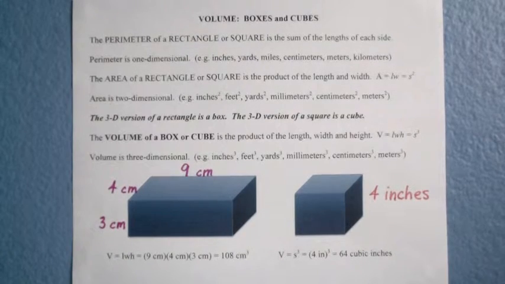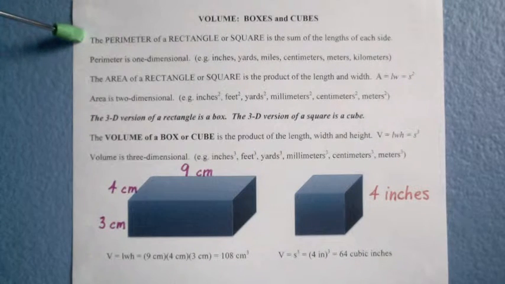This lesson is on the volume of boxes and cubes. I'd like to begin by refreshing your memory on perimeter and area. The perimeter of a rectangle or square is the sum of the lengths of each side. It is the measurement of the outline of the rectangle or the square.